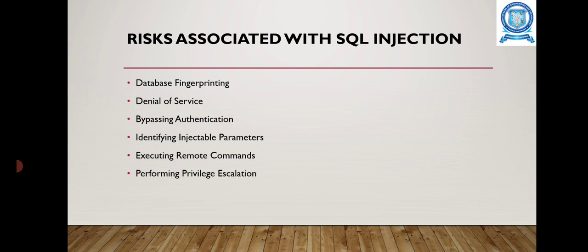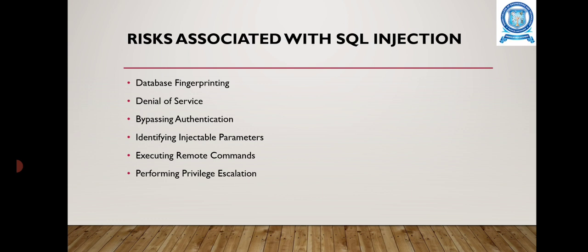Next one is identifying injectable parameters. In this type of attack, the attacker gathers important information about the type and structure of the backend database of the web application. This attack is made possible by the fact that the default error page written by the application server is often overly descriptive.